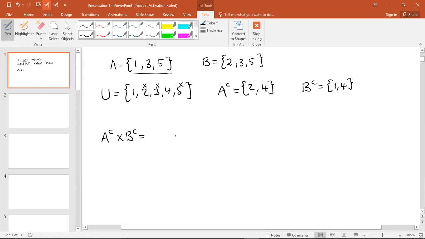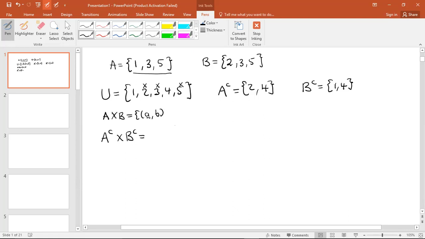So now, the way it is with the Cartesian product, according to the definition, let's remind ourselves how they've defined it: if you have A cross B, it is given as A comma B.